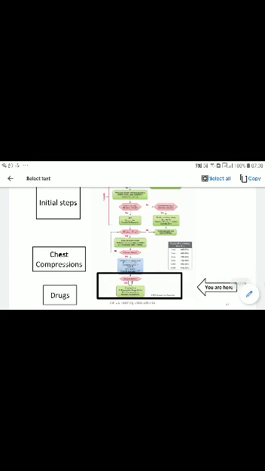So now coming to the last stage of the algorithm, epinephrine. You are giving chest compression after you started ventilation, but the heart rate is not rising above 60, or it is only in the range of 60 to 80. Then that is the time you have to consider giving epinephrine.